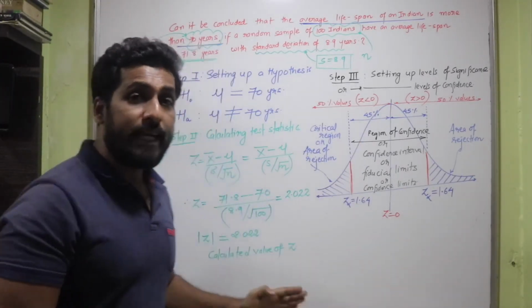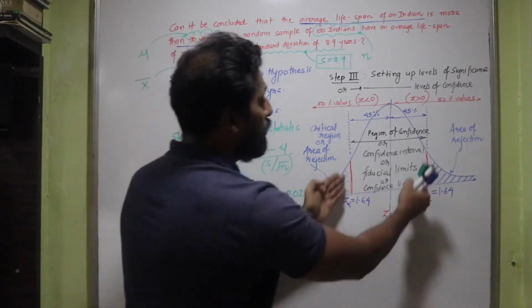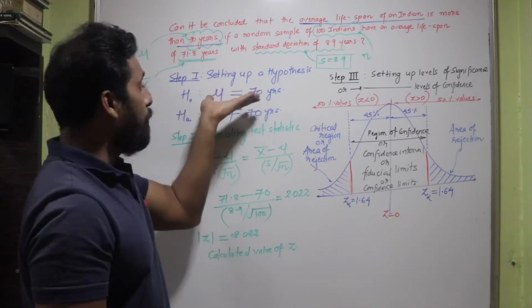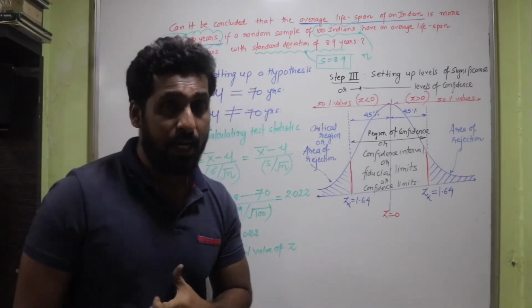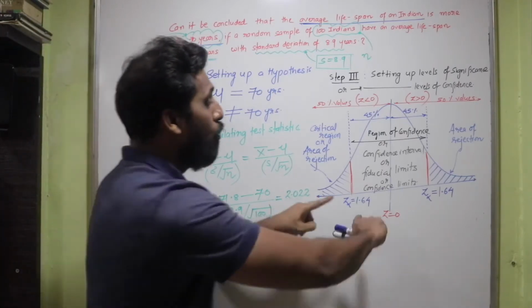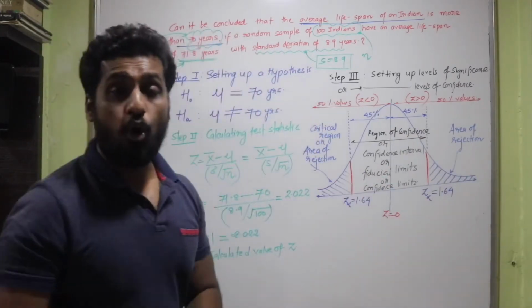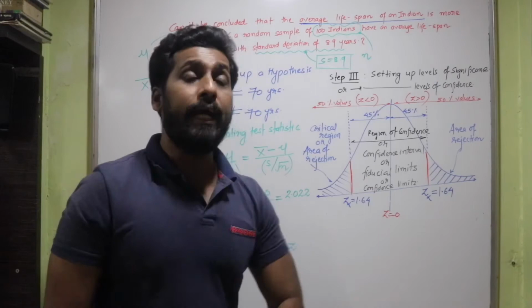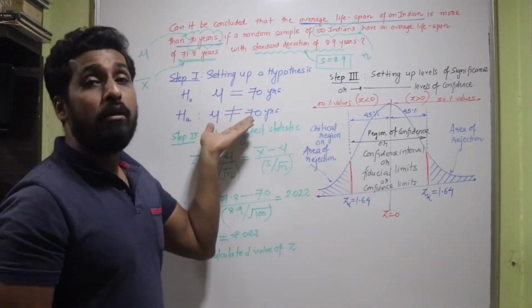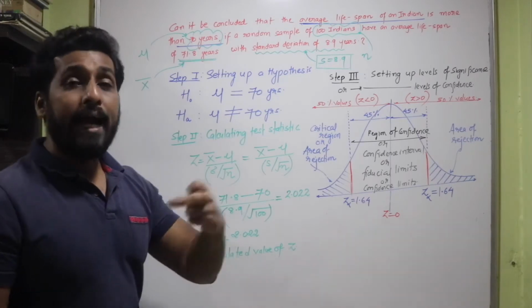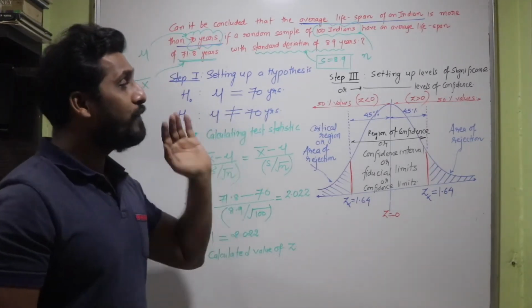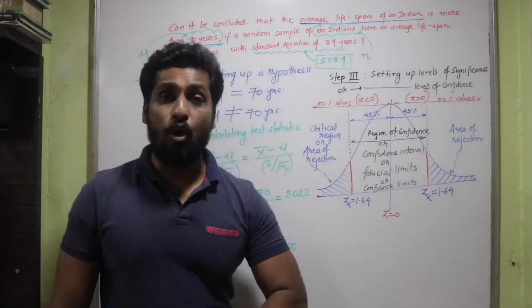So students, if the calculated value of Z falls within the confidence limit, that means your null hypothesis will get accepted. And if the calculated value of Z falls in the critical region or the area of rejection, then your null hypothesis will be rejected and the alternative hypothesis will get accepted. So that is one very simple meaning of level of significance or level of confidence.